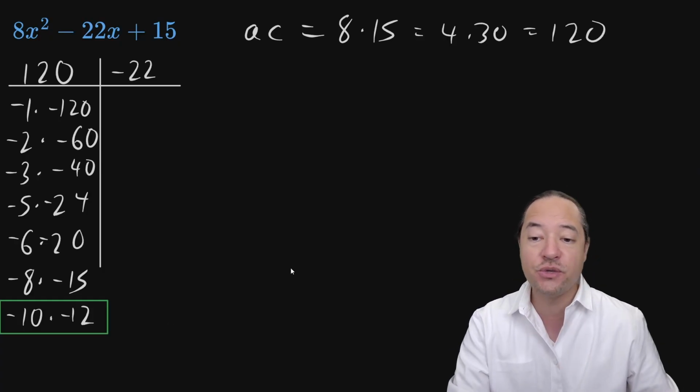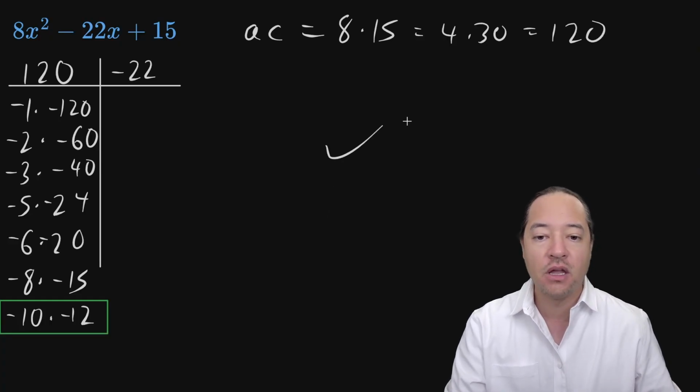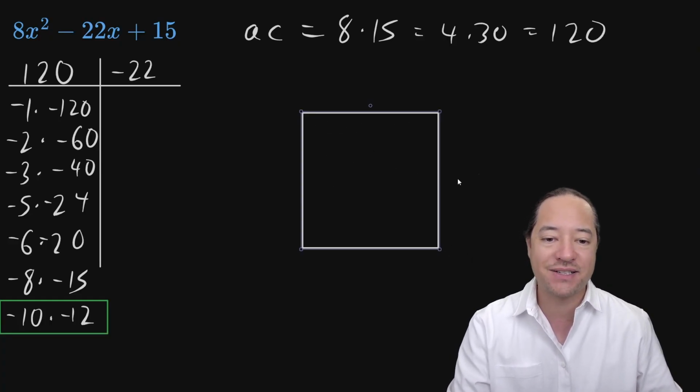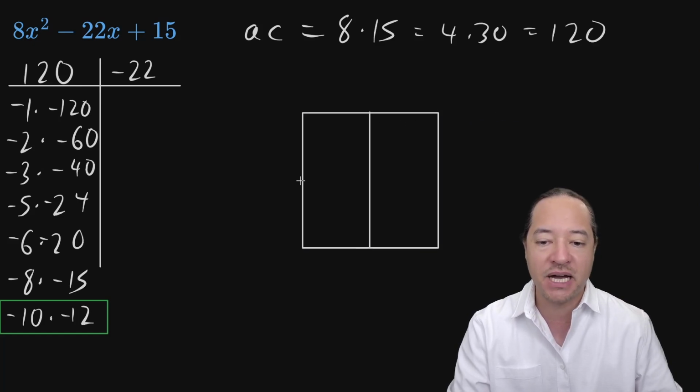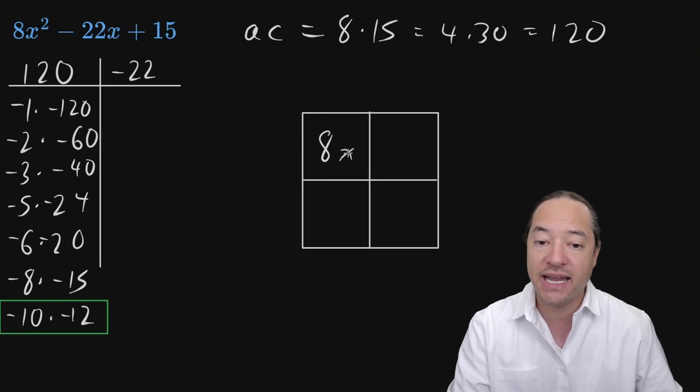Okay, so what do we do with this? Well, what we're going to do is we're going to use the box method here. Okay, what's the box method? So the box method, we create this box that's going to help us factor everything out. In the top quadrant, we're going to write out our 8x squared, and here we'll write our c, so the 15. And then over here, we're going to take the numbers that we just found, so a negative 10x and a negative 12x.